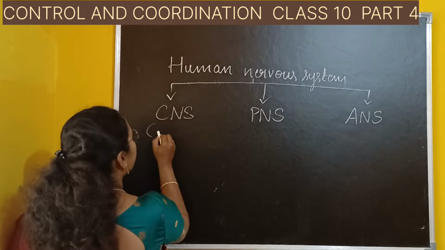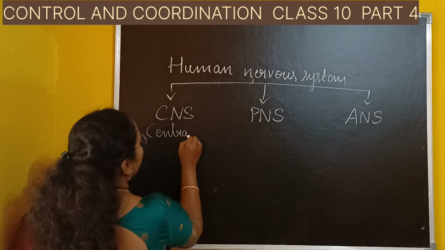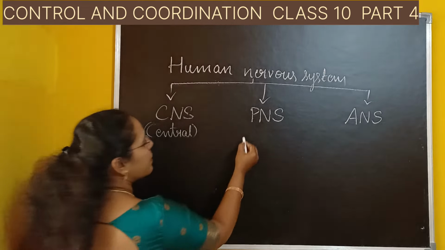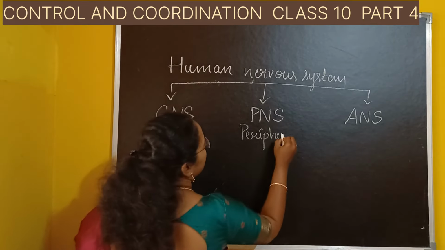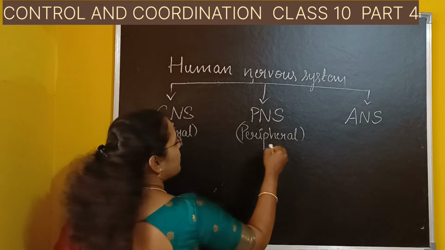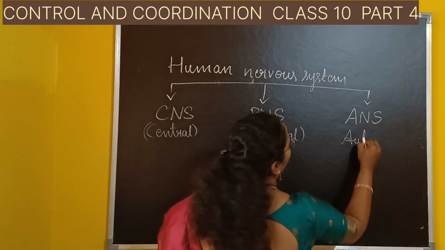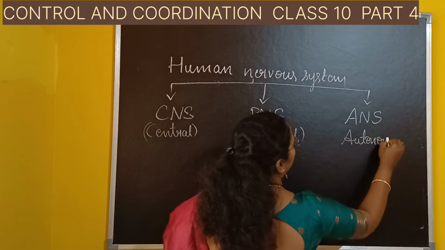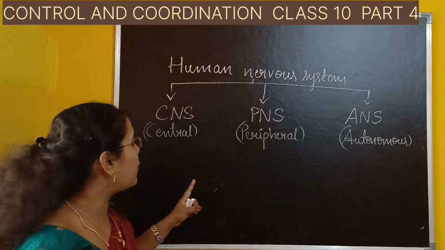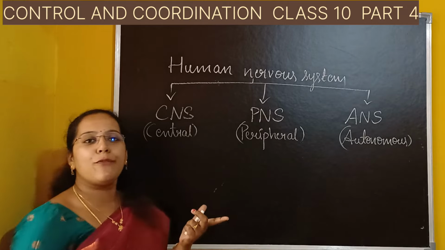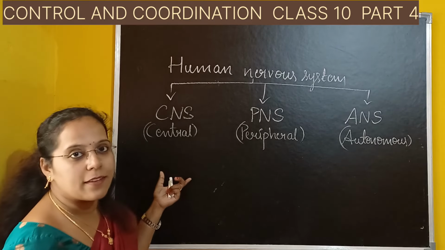One is the central nervous system. Make a note of it. It's the central nervous system. And this is the peripheral nervous system. And this is the autonomous nervous system. Right. So under these sub-classifications, in this lesson, we are mainly focusing on the central nervous system.